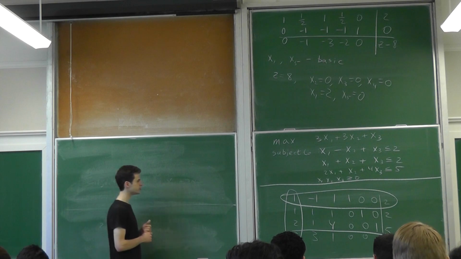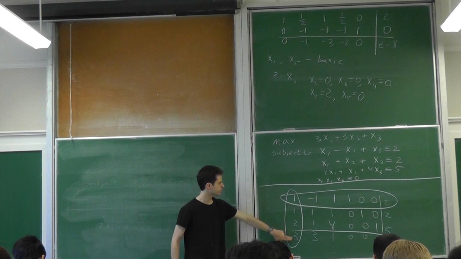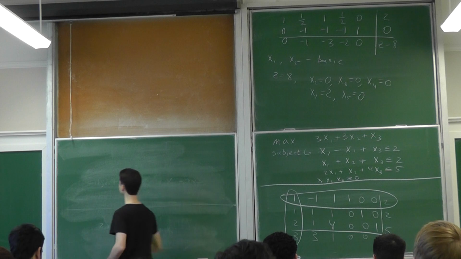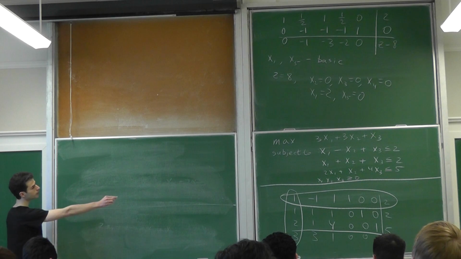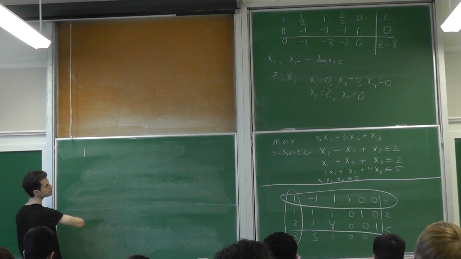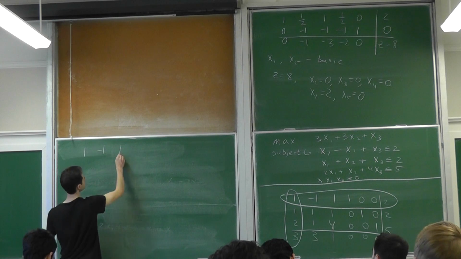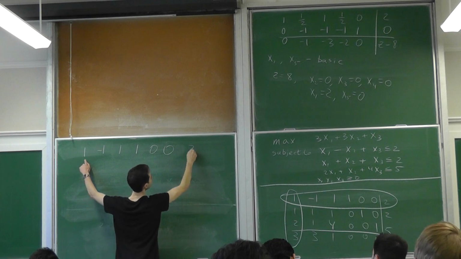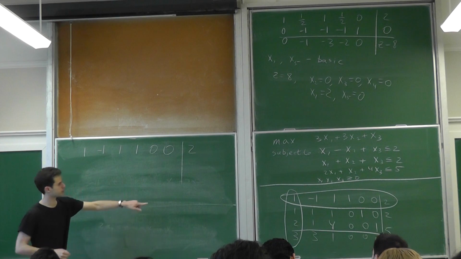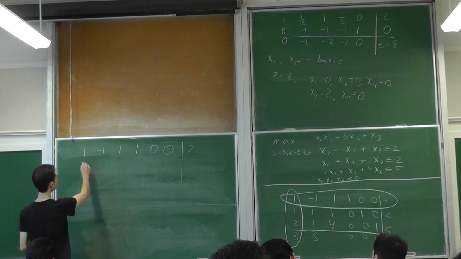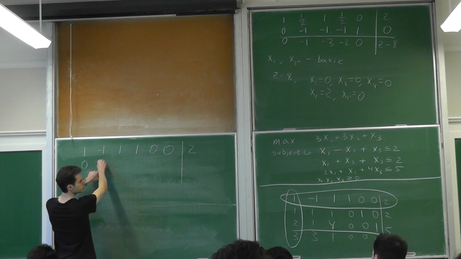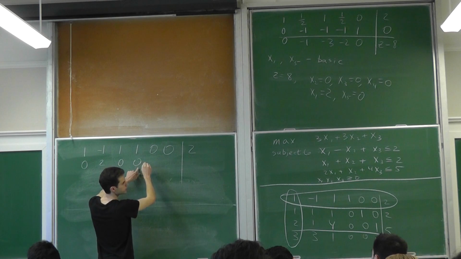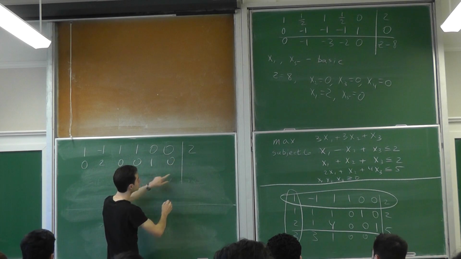Okay, now let's do the pivoting. I'll try to make this whole column into 1, 0, 0, 0 by doing, of course, Gaussian elimination. I'll leave the first row as it is, since it already has a 1 here. I'll subtract the first row from the second one: 0, 1 minus 1, 2, 0, 0, 1, 0, 0.